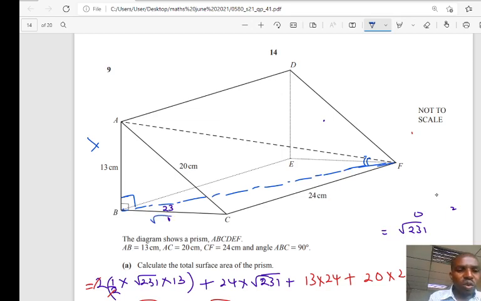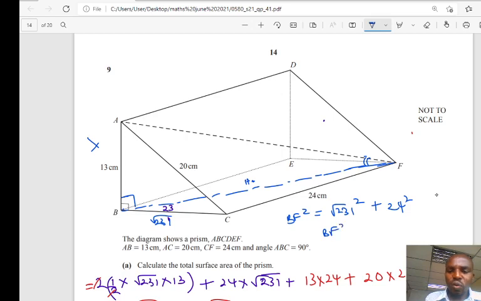This one is, remember, root of 231, like this. To find the length of these sides, you can use Pythagoras theorem. How can you apply Pythagoras? A squared plus B squared is equal to C squared. So this one will be the hypotenuse here. So this one is BF. BF squared is equal to root of 231 squared plus 24 squared, which means BF squared is equal to root of 231 squared, which is 231.